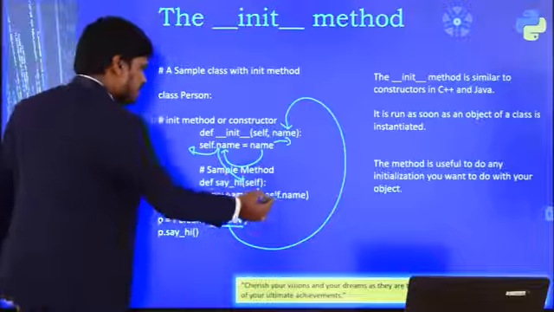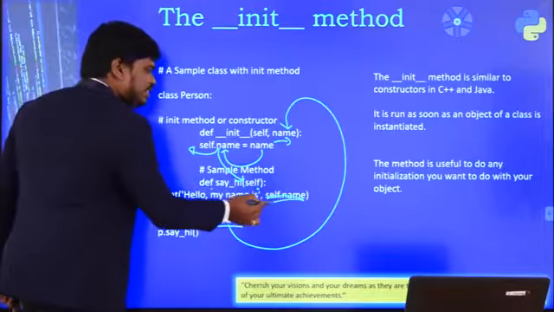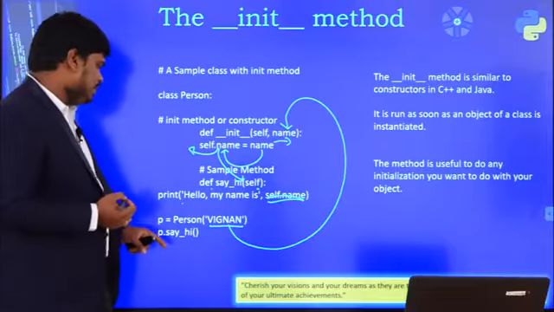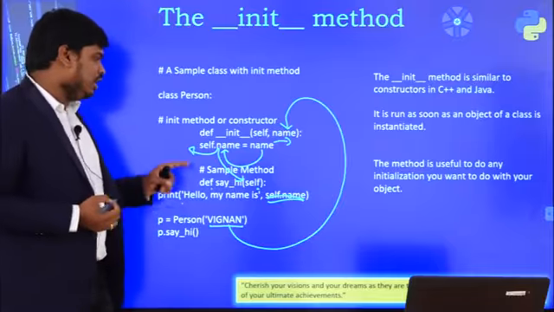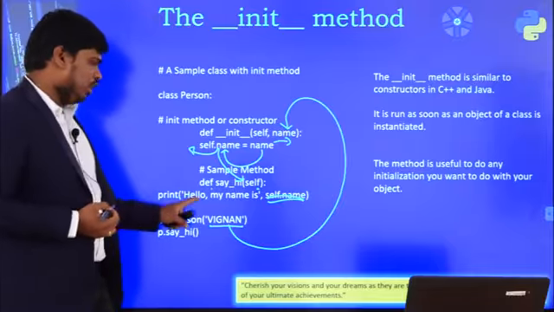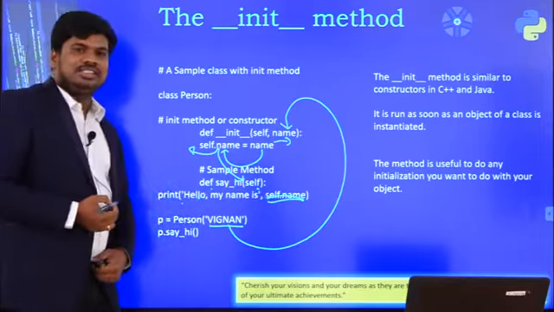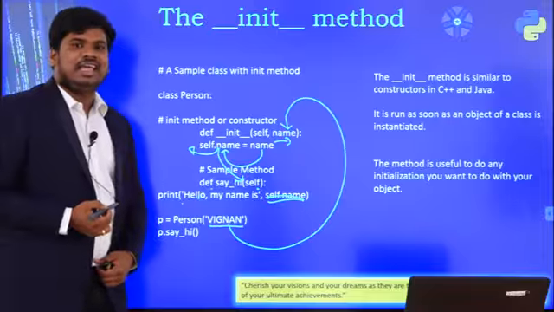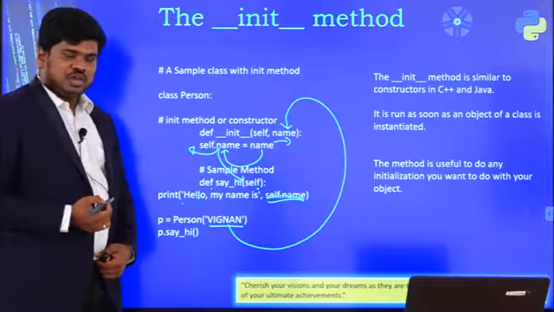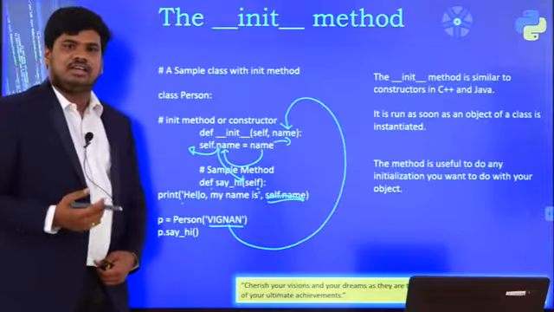So what I have done is, whatever name is inside self.name will be printed. As a result, my output is now: Hello, my name is Vignan. Is it clear? This is the main importance of using the init method. So init is nothing but a constructor.